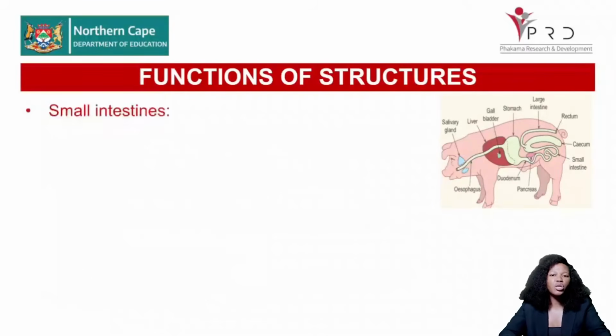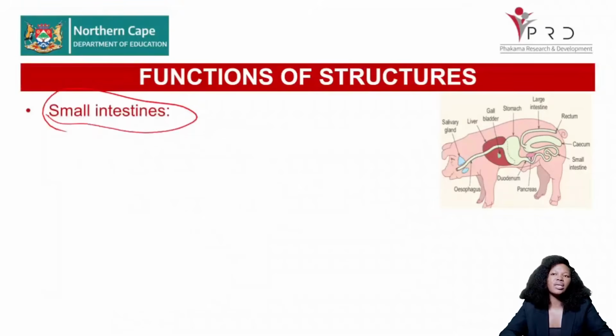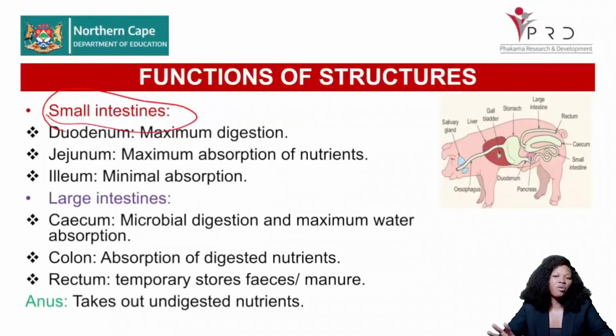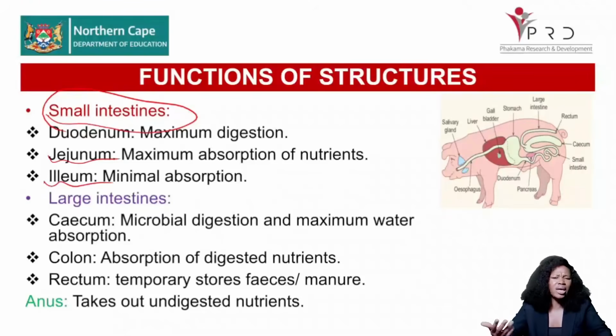Now let us move on to the function of the small intestines, right? Remember we said small intestines are divided into 3: duodenum, jejunum, and ileum. Duodenum is where maximum digestion of nutrients takes place, right? Jejunum is responsible for maximum absorption of nutrients, where most nutrients are absorbed, right? Ileum, we can say minimal digestion and absorption. There's absolutely nothing much that occurs in the ileum.